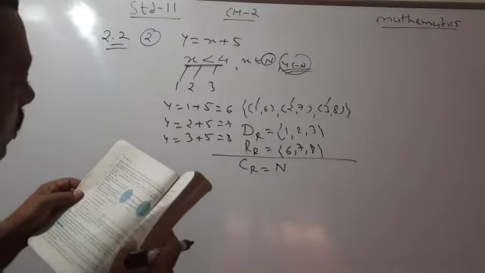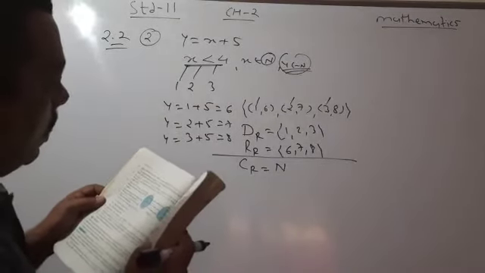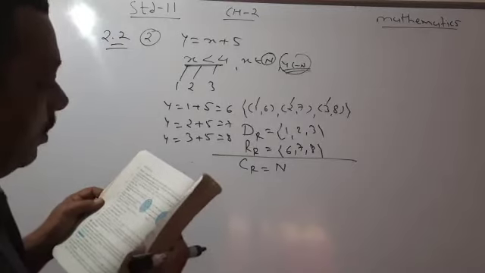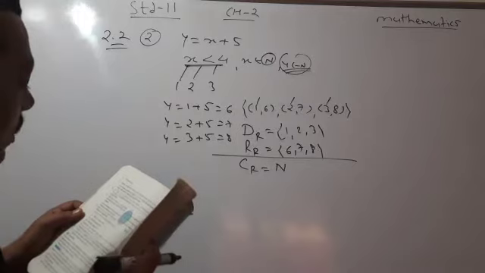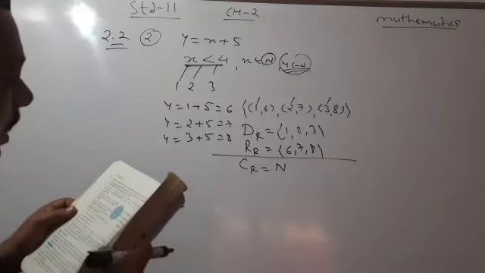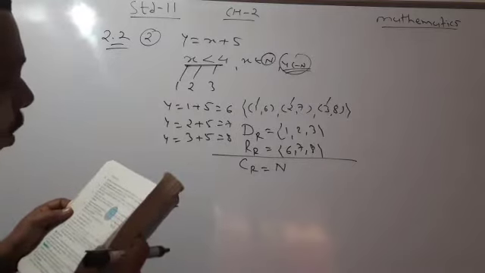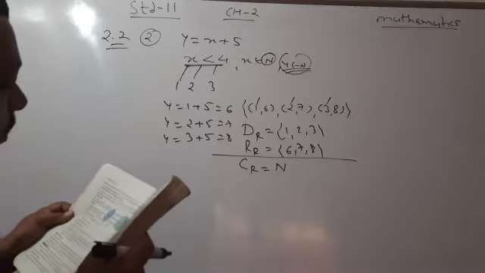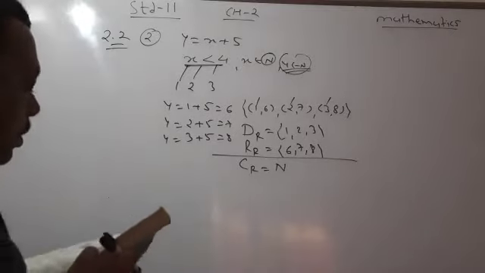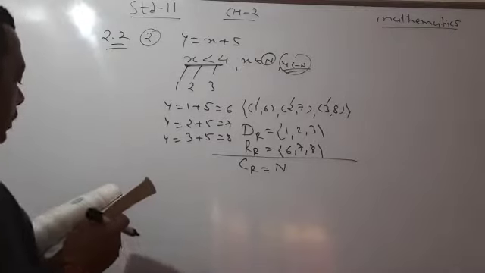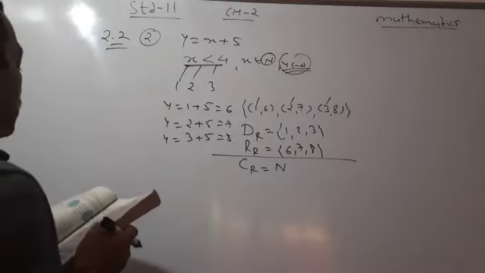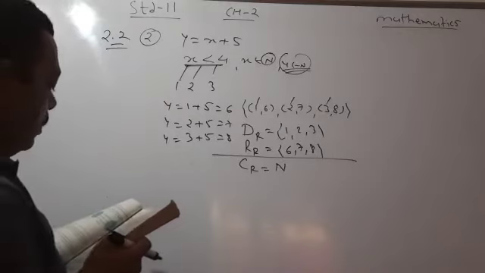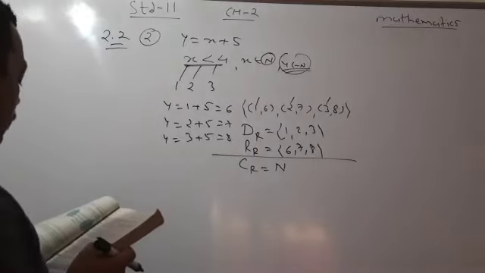Now the next question, the third question. A is given, B is given. Define the relation from A to B, where for the ordered pair (x, y), the difference between x and y is an odd number. I will give you this question as homework. You have to consider the first entry from A and the second entry from B, and write the pairs where the difference between them is an odd number.